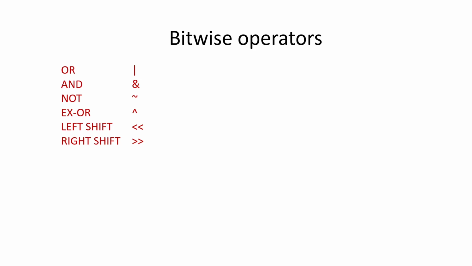The exclusive OR is the caret, or shift 6. That does not mean exponentiation in C. We also have the left shift and right shift operators, which are just the double greater than or double less than signs. Okay, let's take a look at how these work.